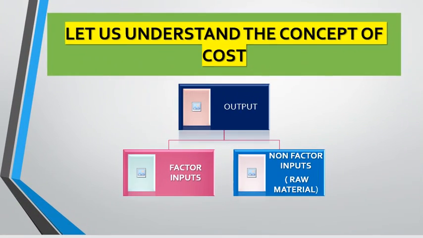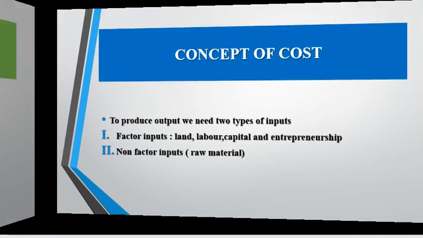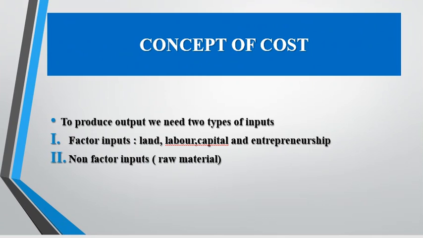So let us understand the concept of cost. For producing the output, we require factor inputs as well as non-factor inputs, that is raw material. To produce output, we need two types of inputs. Factor inputs, that is land, labor, capital, and entrepreneurship. Non-factor inputs, raw material.